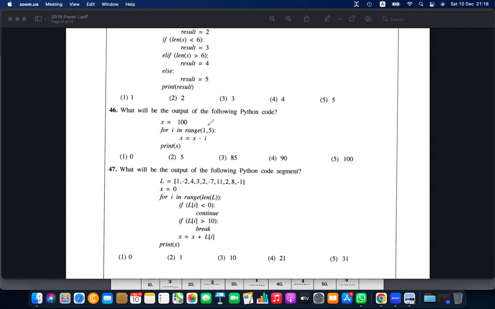What is X? X is 100. From 1 to 5, X minus i: 1 is deducted, 99. From that, 2 is deducted, 99 minus 2 is 97. From that 97, 3 is deducted, that is 94. From that 94, 4 is deducted, that is 90, but it's not going up to 5, so you'll get 90 ultimately. Question number 46, 90 is the answer, so answer number 4, correct.